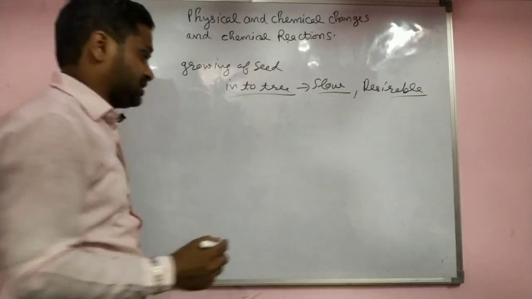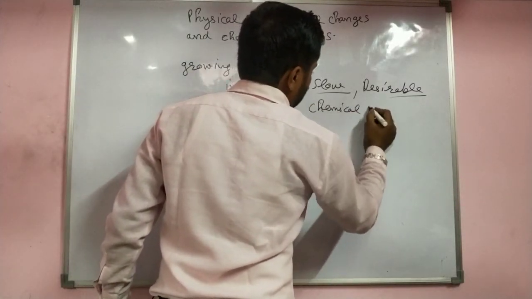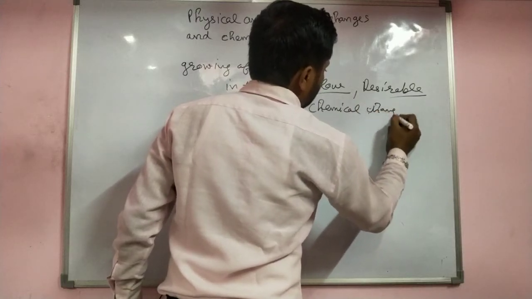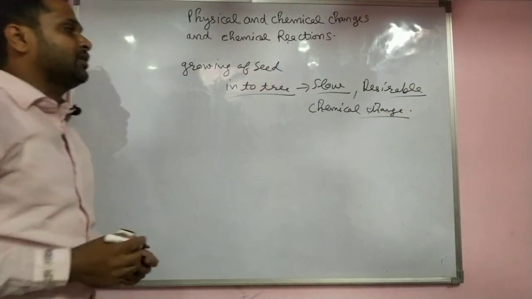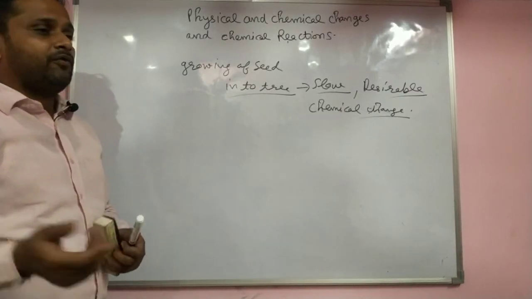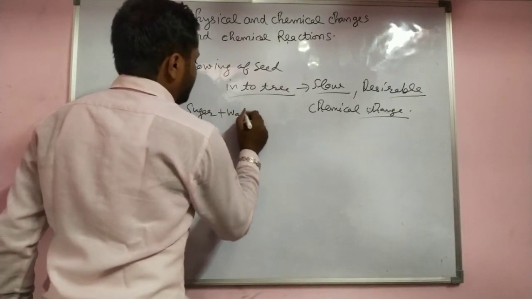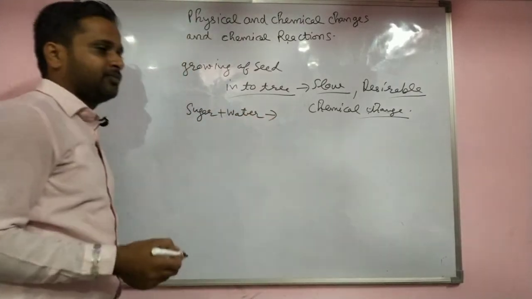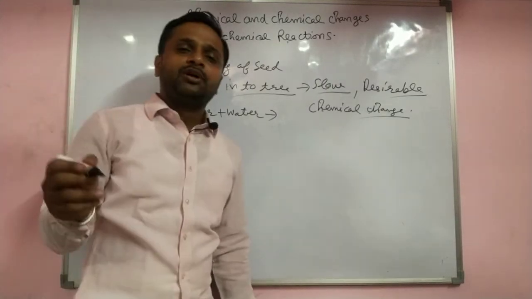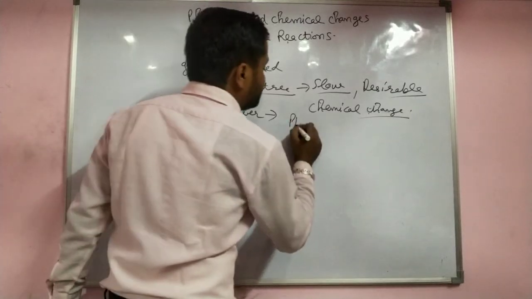Any other example? A seed converted into a tree is a chemical change also. Biological reactions happen there. Chemical change inside the tree. Seedling is there. For example, sugar plus water. When sugar mixes in water, it mixes completely, but actually the formula is the same. No new formula is formed. They show the properties of sugar and water also. That's why it is a physical change only.